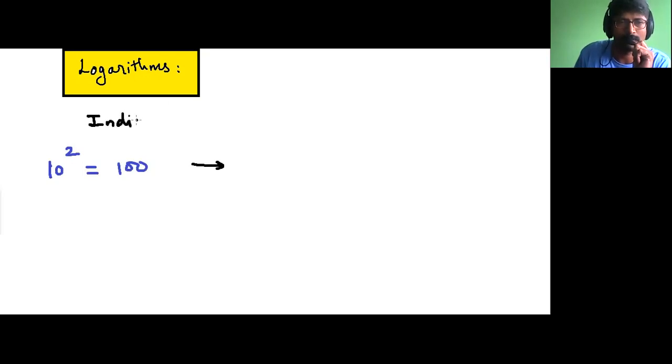What exactly is logarithm? Suppose 10 power 2 is 100. First of all, let's understand how to convert the indices statement to the log statement. This is called indices, and we are converting that into the logarithmic form. This is called the base, this is the index, and this is the answer. So we will say log of 100 to the base 10 is equal to 2.